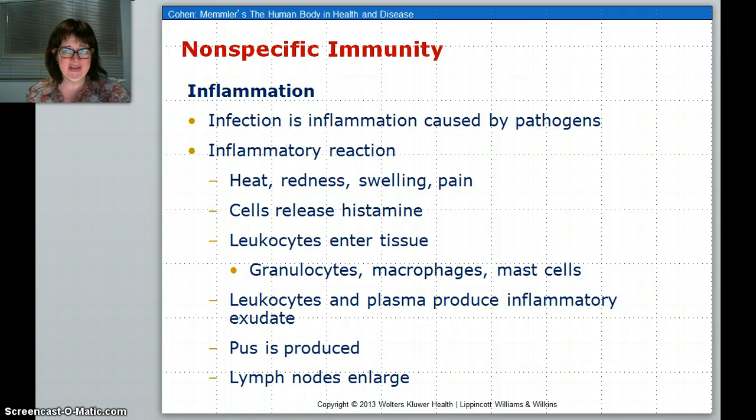Then you can also have inflammation. If you've ever got a sliver or something like that, you notice heat, swelling, redness, and pain. So what happens is there is heat because there's a surge of blood flow to that area. There's redness because there's a surge of blood flow to that area. There's swelling because there's a surge of blood flow to that area, and pain due to the surge of blood flow in that area.